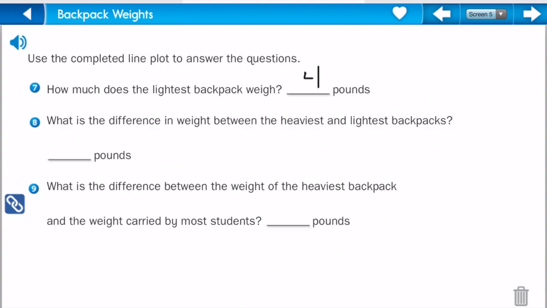What is the difference in the weight between the heaviest and the lightest backpacks? So I know the heaviest weight was 9 3/4, and the lightest was 4. So what am I going to do to find the difference? That's right, I'm going to subtract.